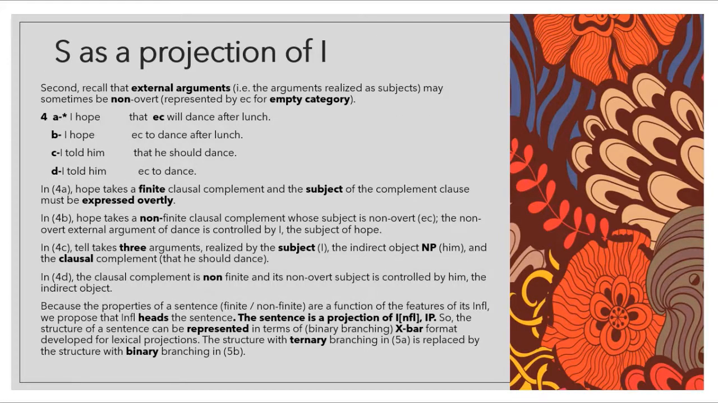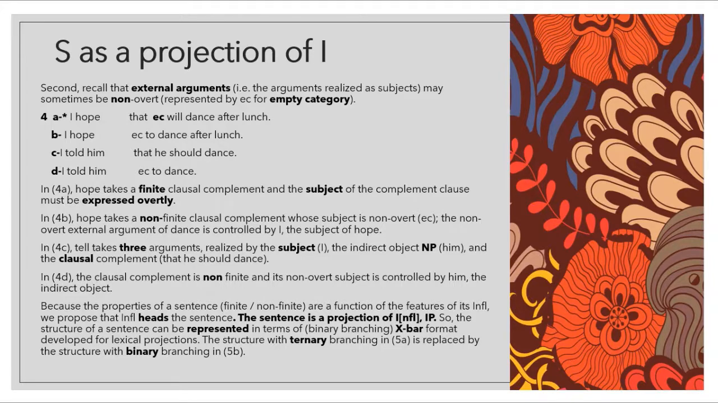Okay. Second, recall that external arguments, that is to say the arguments realized as subjects, may sometimes be non-overt, represented by EC for empty category. Arguments كما كنا شفنا في الدروس الأولى أنهم كيكونوا direct objects وال indirect objects وال subjects كنا شفناهم في هذا، وكيختلفوا على ال complements. ال arguments ماشي هما ال complements. So هنايا عندنا subjects، كنهضروا على subjects في هاد البارت هادي.